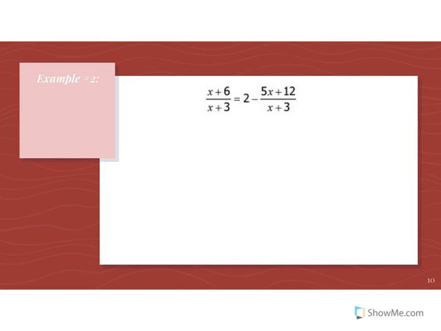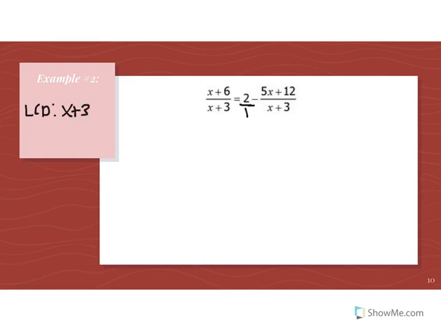Okay, and then we have x plus 6 divided by x plus 3 equals 2. Well, that's not a fraction. How do we make it a fraction? We put it over 1. Minus 5x plus 12 divided by x plus 3. So when we actually look for our common denominator here, it's nice that we only have a 1, and our LCD is actually only going to be x plus 3 here.